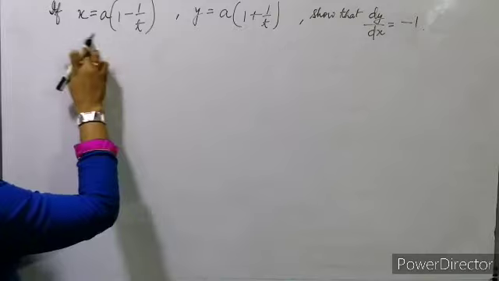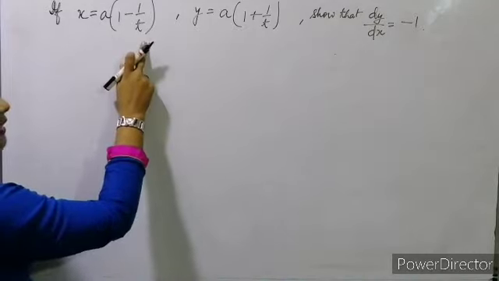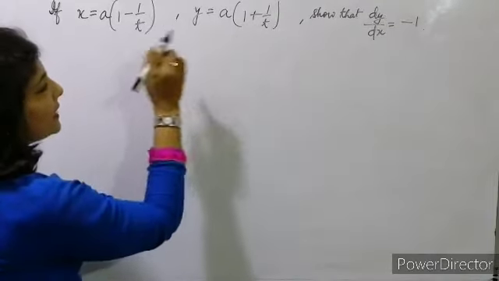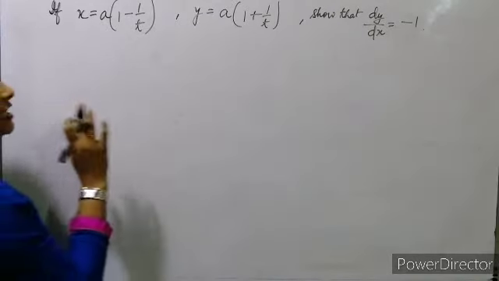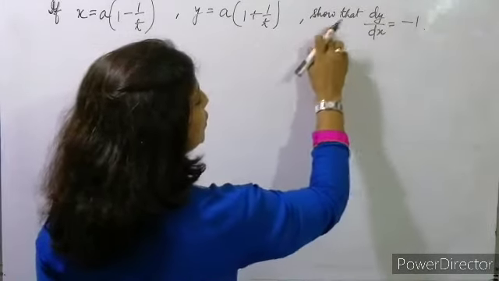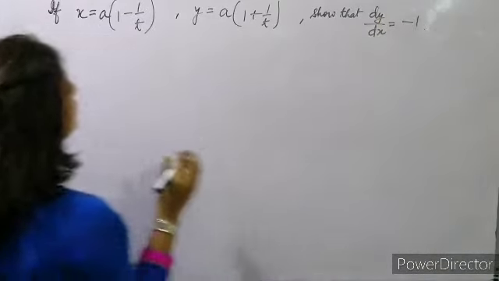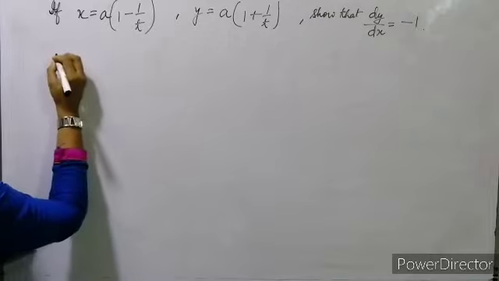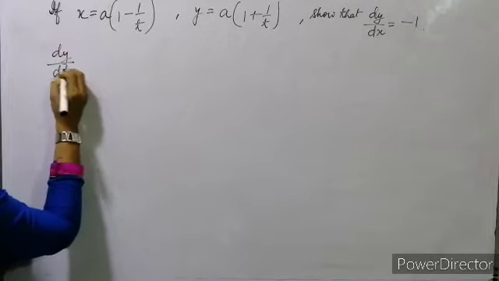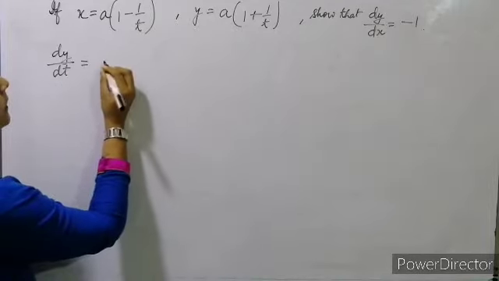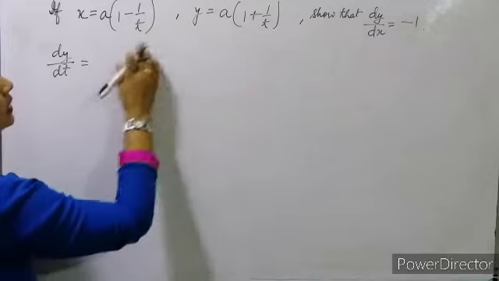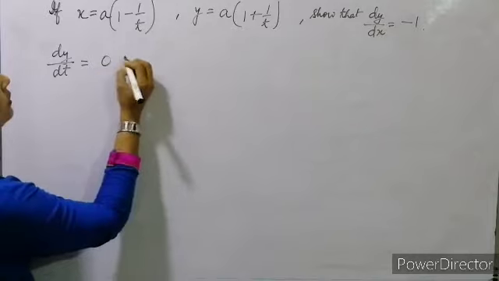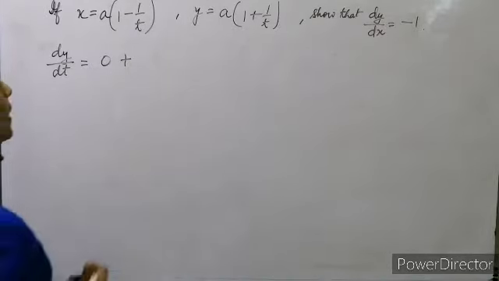So we have a question: if x का value is a into 1 minus 1 upon t and y का value is a into 1 plus 1 upon t, x and y are the functions, differentiable functions of t. So then show that dy by dx is equal to -1. So first of all we'll find out the value of y को हम लेकर चलते हैं. So y का वैल्यू डिफरेंशिएट करते हैं, तो dy with respect to t, तो dy by dt will be equal to, this is a plus a upon t.